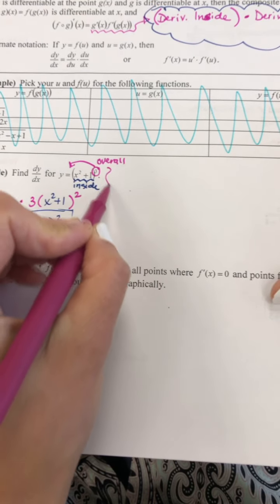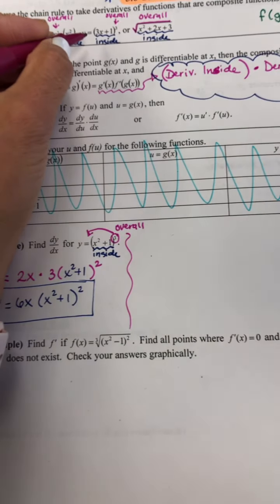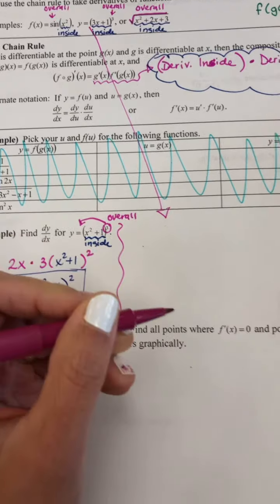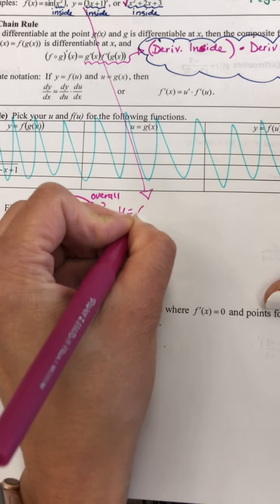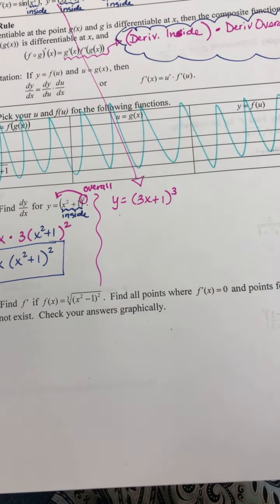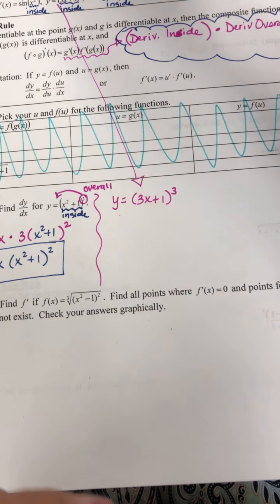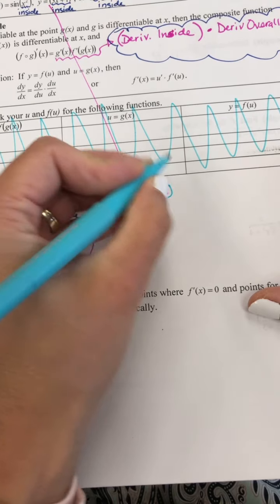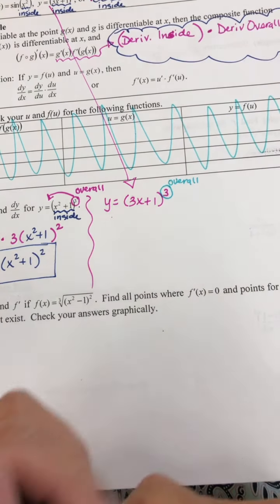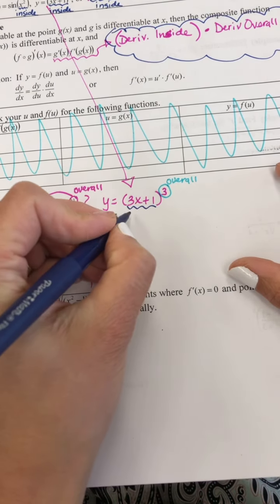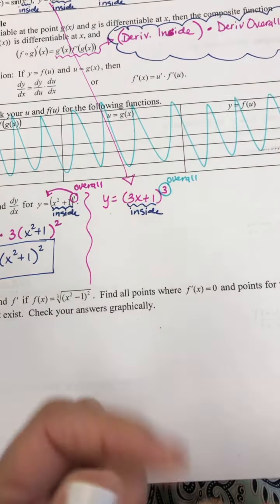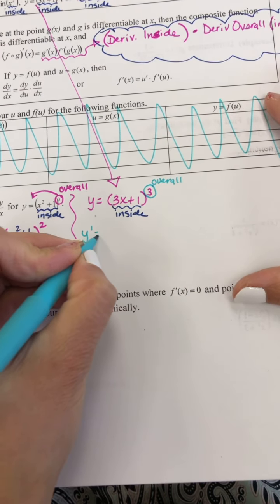So for the next one, I'm gonna bring down the problem up here, y equals 3x plus 1 quantity cubed. Okay, so I'm just gonna write it. All right, so what is the overall? Well, the overall is to the third power. And the inside is the 3x plus 1. Okay, so when we find the derivative, we take the derivative of the inside.